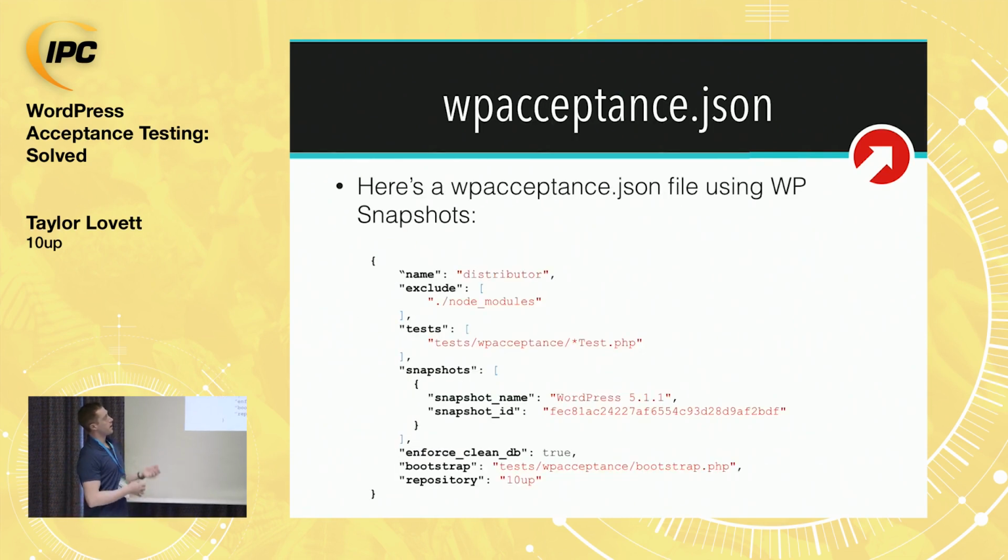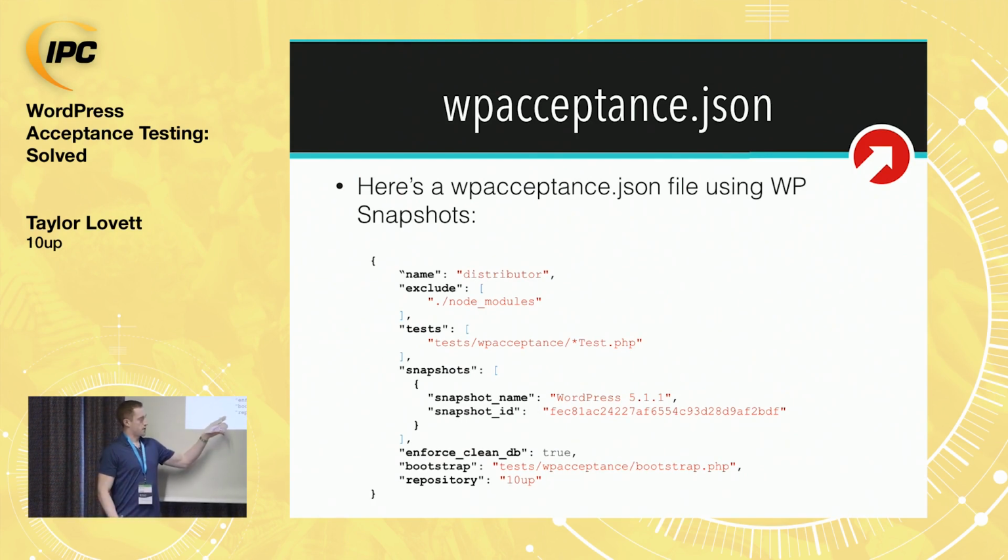So this is what your wpacceptance.json file would look like with snapshots. Most everything is the same, but now we have this snapshots property. There's one snapshot in it. There's a name for the snapshot and an ID. That ID again references the snapshot in S3.